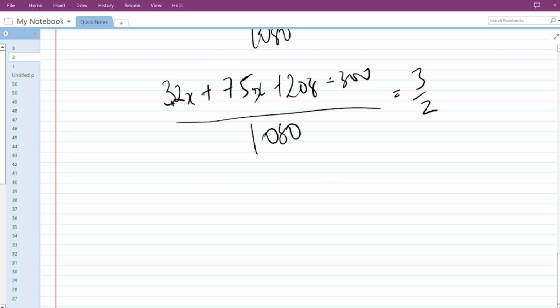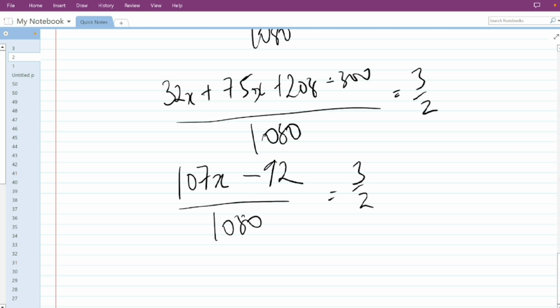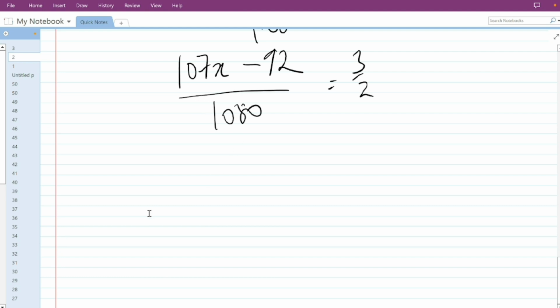These are like terms, so we'll add them together. 32x plus 75x will give us 107x. Then you have plus 208 minus 300. You're owing more than you have, so you get a negative, because 300 is bigger than 208. You can use your calculator to do it. You have minus 92 over 1080 equals 3 over 2. At this point, we cross multiply.